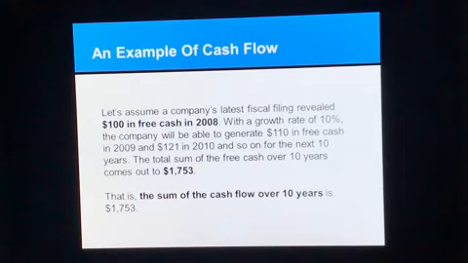For example, let's assume a company's latest fiscal filing revealed $100 in free cash in 2008. With a growth rate of 10%, the company will be able to generate $110 in free cash in 2009 and $121 in 2010, and so on for the next 10 years. The total sum of the free cash flows over 10 years comes out to $1,753. This is the sum of cash flows that we can generate over 10 years.